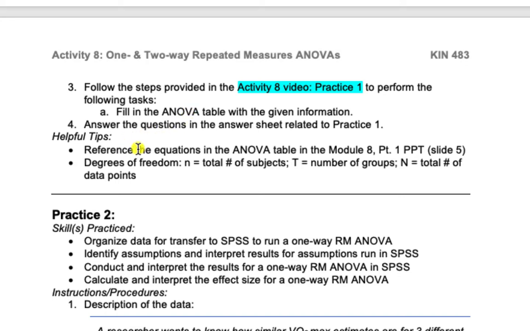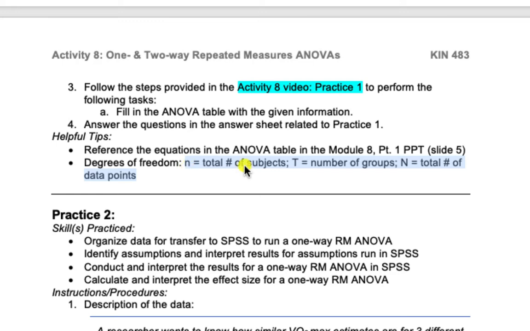Some helpful tips that might be of use to you. Any references to the equations I'm using to do the calculations in the ANOVA table are in the first PowerPoint for this week, in slide 5. As a reminder, degrees of freedom.